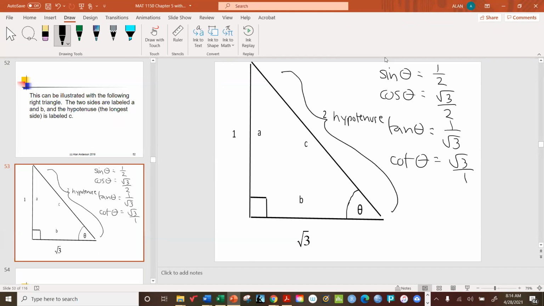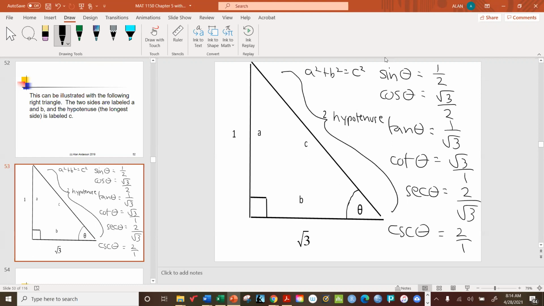Then our secant is the inverse of the cosine. And then finally, our cosecant is the inverse of the sine. And so that's how they're done. Here's our angle theta. And then we have the three sides, which, by the way, are related to each other through the Pythagorean theorem, a squared plus b squared equals c squared.